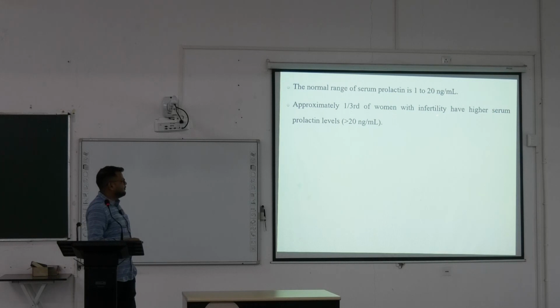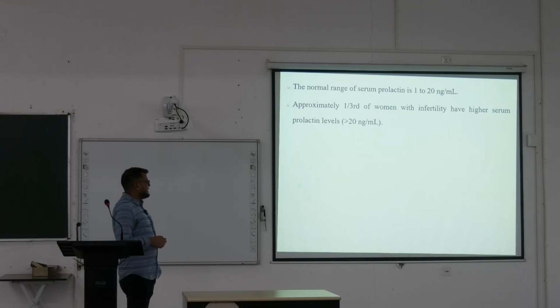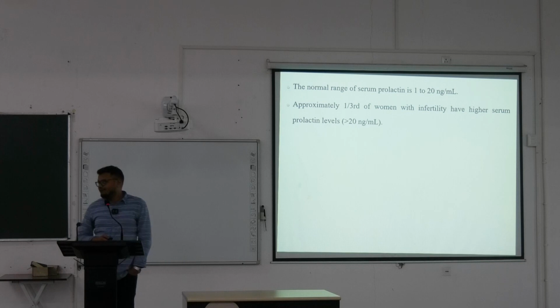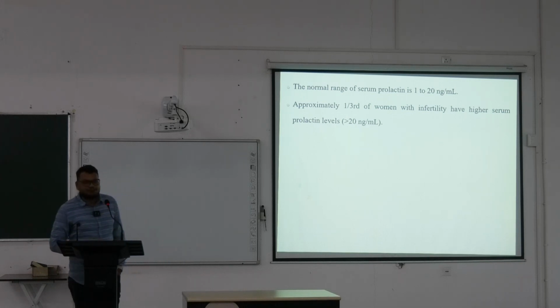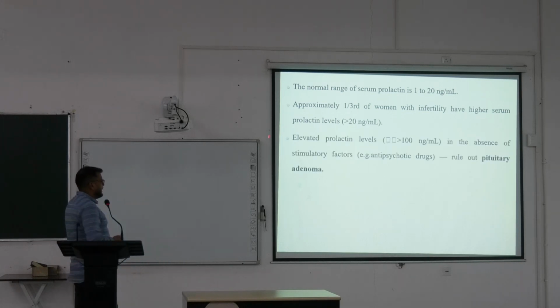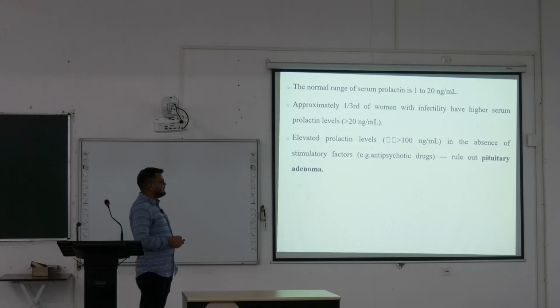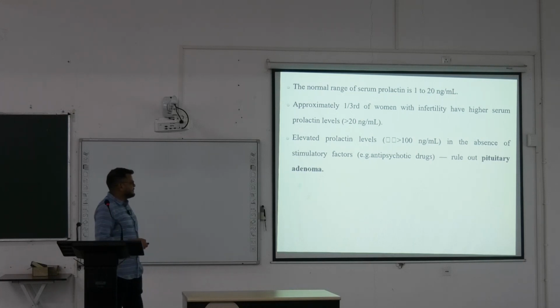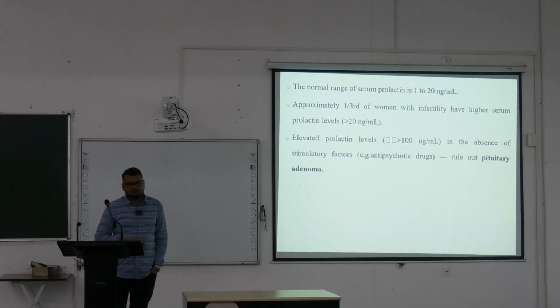Approximately 1/3 of women with infertility have higher serum prolactin levels. So women with infertility have higher serum prolactin level. Elevated prolactin levels more than 100 nanogram per ml, in the absence of stimulatory factors, for example antipsychotic drugs, rule out pituitary adenoma.